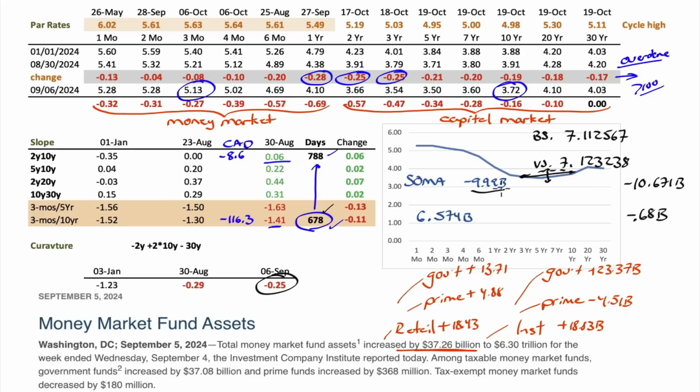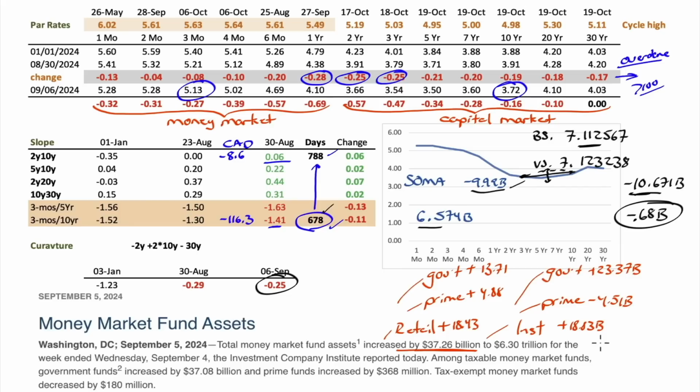SOMA down another 10 billion, 6.57 in securities, pushes the balance sheet to 7.11 trillion from 7.12, down 6.7 billion. Which is more than the securities runoff. So another 680 million outside of the securities came off the balance sheet.